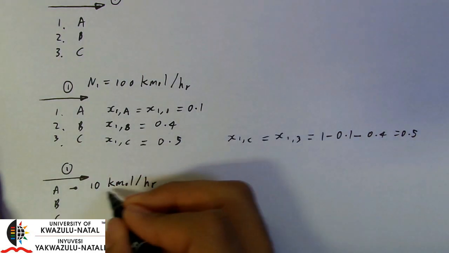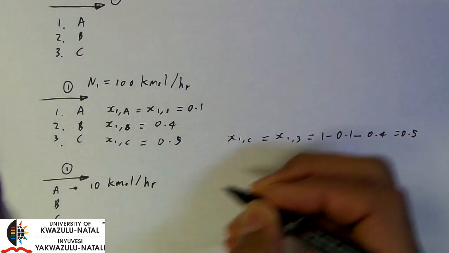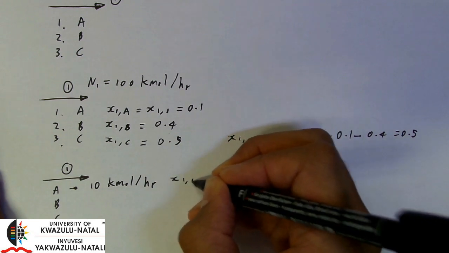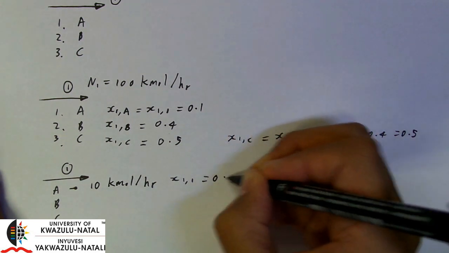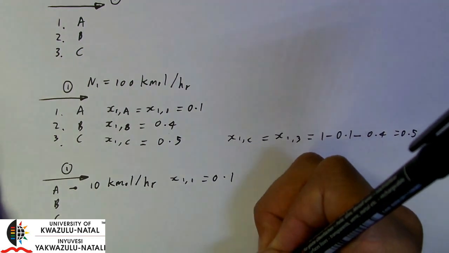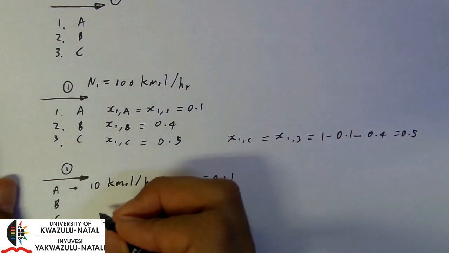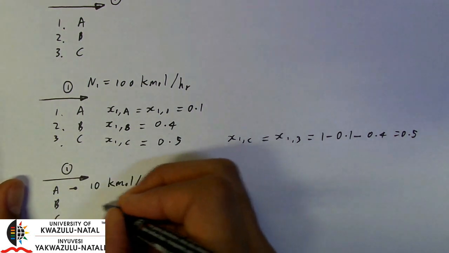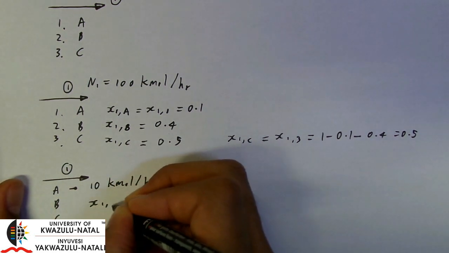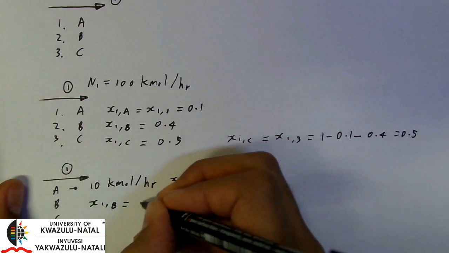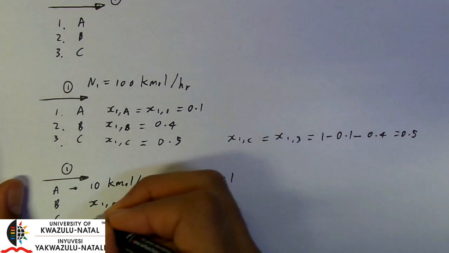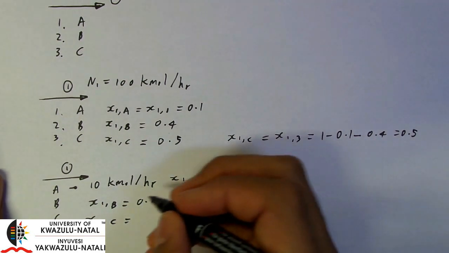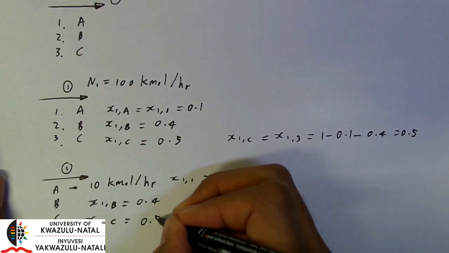And the flow rate is 10 kilomoles per hour and the composition is 0.1. And let's say if they told us that the composition of component B is 0.4 and the composition of C is 0.5.